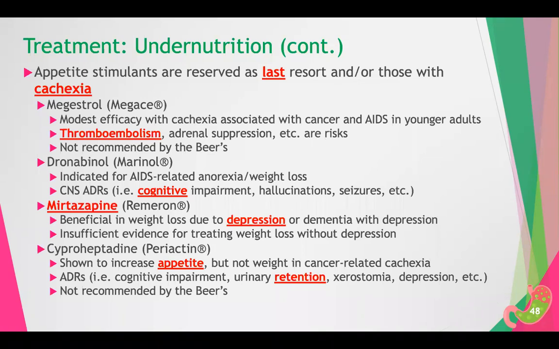And the last one is Periactin, or cyproheptadine, which is an antihistamine, and it has been shown to increase appetite but not weight in cancer-related cachexia. This one is also not recommended by the Beers criteria because there are adverse drug reactions like cognitive impairment, urinary retention, and dry mouth, and again, it is an antihistamine.